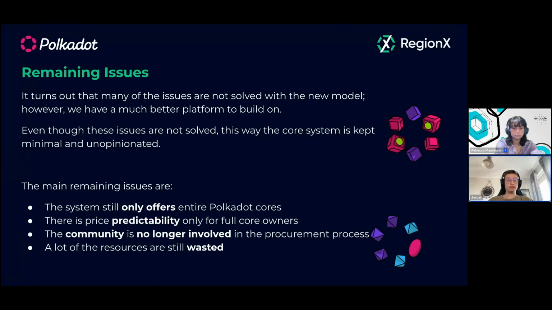Also, the community is no longer involved. So there is no such thing as crowd loans like we had with the previous slot auction model. And this goes back to the first point, a lot of resources are still wasted. This is because this system still only gives out full cores to the projects bidding for it.